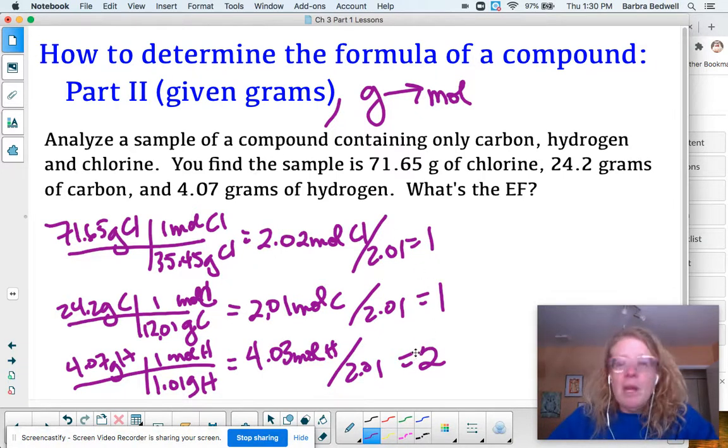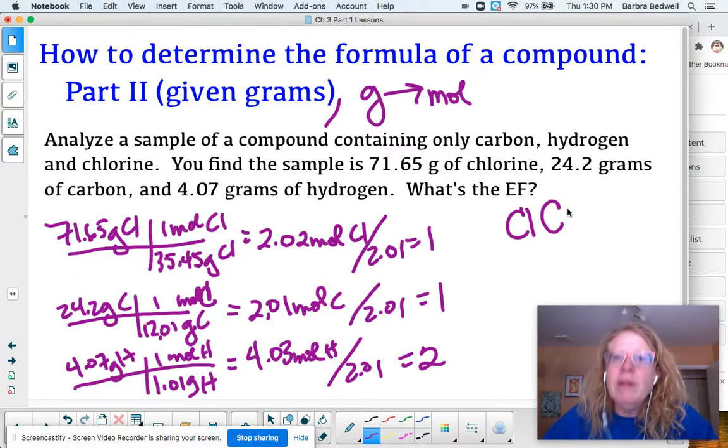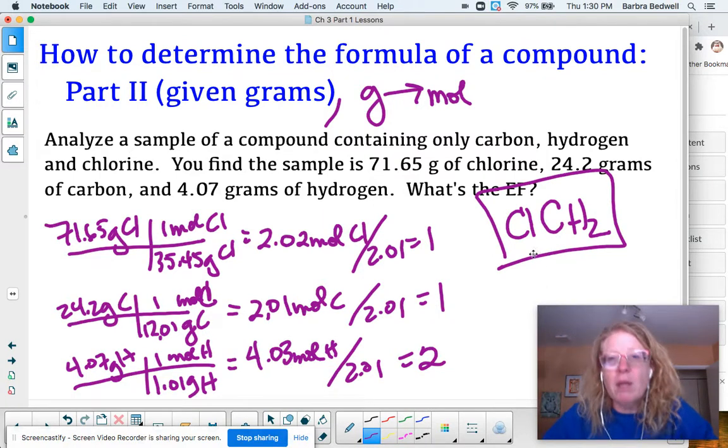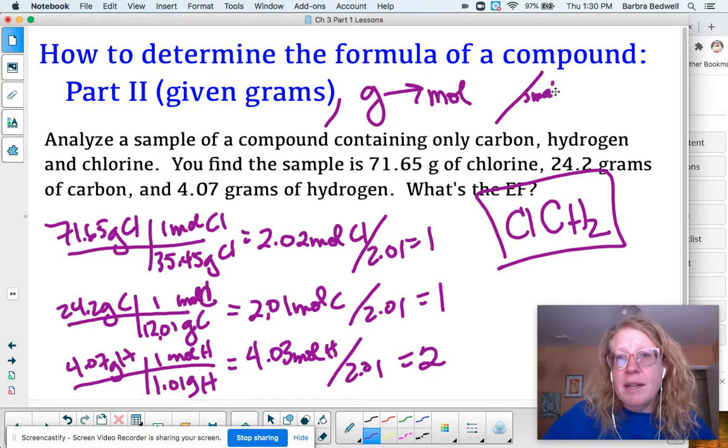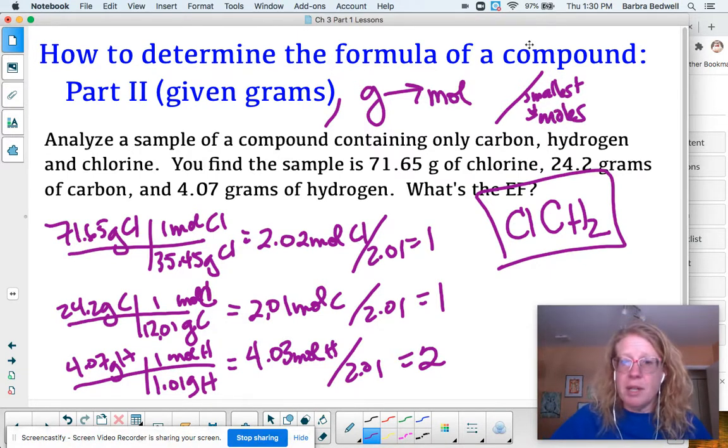So, last step, again, write your empirical formula as a formula with subscript numbers. This would be Cl1, C1, H2. So slightly different empirical formula than the previous one. So our steps are convert grams to moles for each element, and then divide by the smallest number of moles. And this is what helps us to simplify that ratio. It's simply a math trick, is all that is.